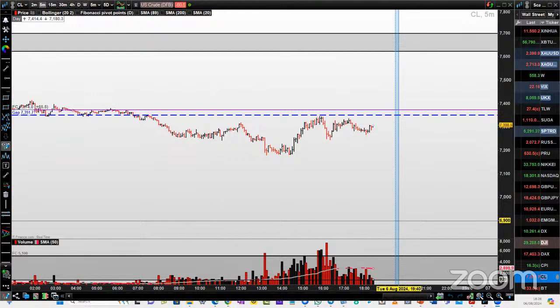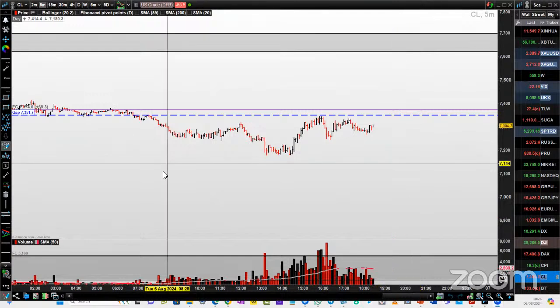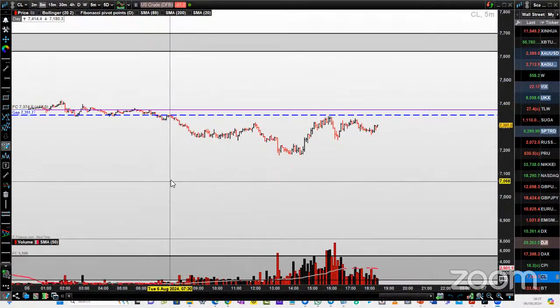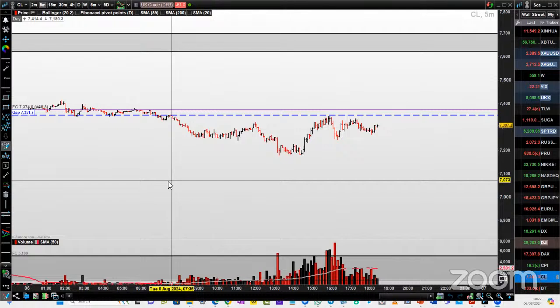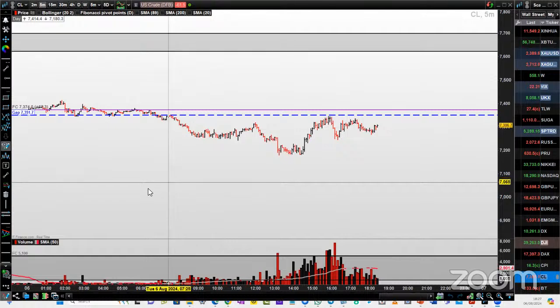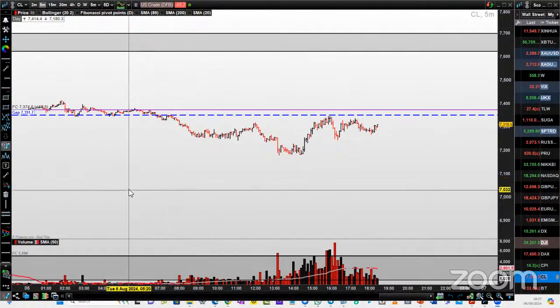Yes, absolutely. The whole point of the program is to have very specific entry points and very specific exits. Somebody once said to me, there's no such thing as a bad entry, only a bad exit. So the exit strategy that comes in the program is one of the most important aspects of it.